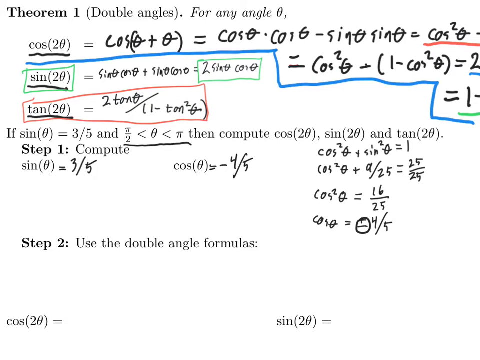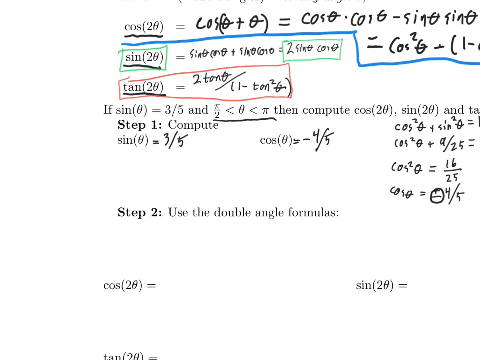Even though we've done exactly that computation several times, I still think it's worth going through. And I guess we may as well also write down tangent of theta. Tan theta is given by sine over cosine. That's 3 over negative 4. I'll write that as negative 3 over 4. Now we have everything we need to use the double angle formula.